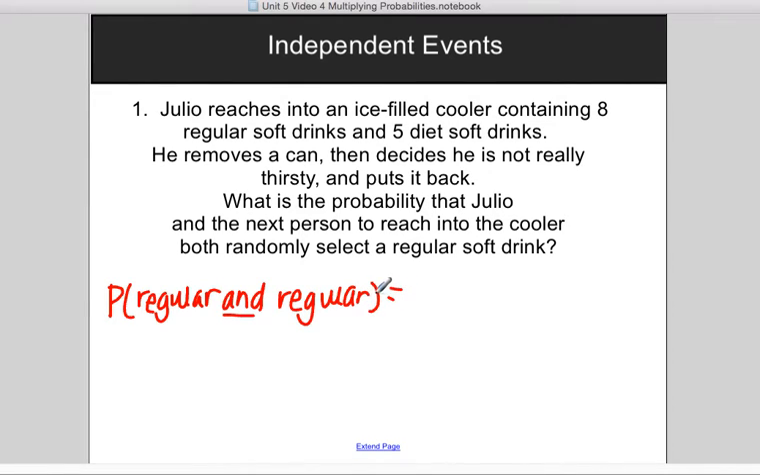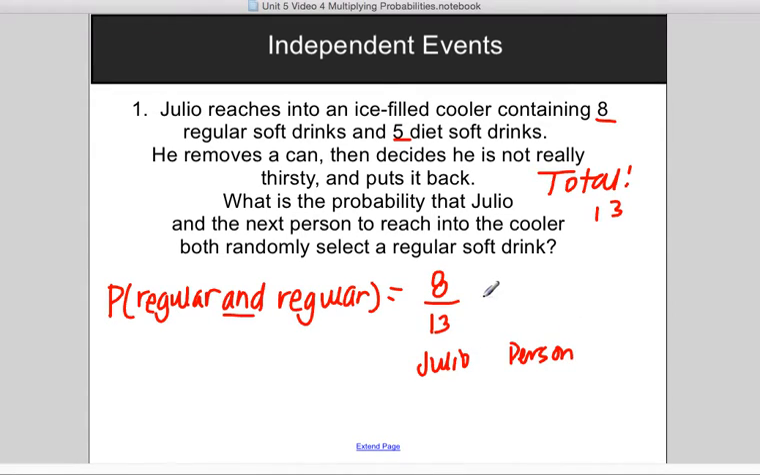So what's the probability that Julio gets a regular? The first thing I need to know is how many total cans there are. There's a total of 13. And how many regular are there? There's 8 out of 13. So here is Julio. Now the next person is going to draw a can. He put the can back, so there's 8 out of 13 available for that person as well. If they're both going to happen, one after another, you multiply those events. And so you'll get 64 over 169.